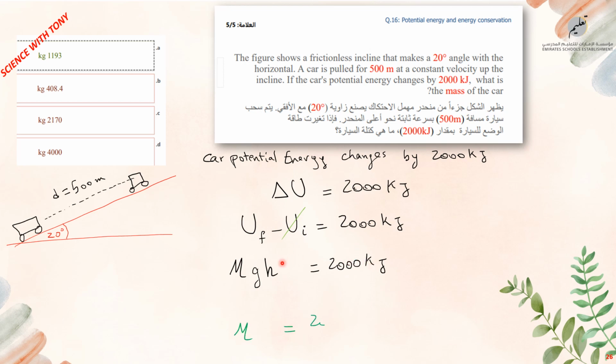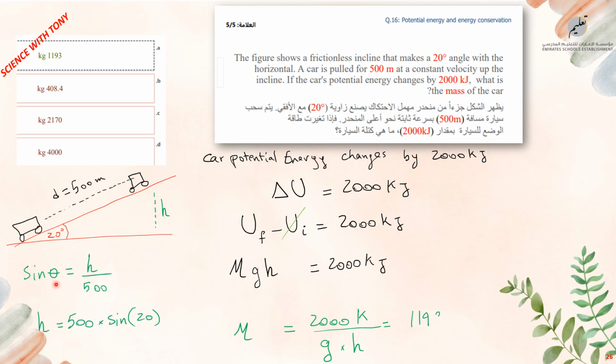So the mass of the car will be equal to 2000 kilojoule divided by gravity multiplied by the height. But there is a small trick here. What is the height reached by the car after 500 meters? As you see, there is a small triangle, and we need to find the opposite side h to the angle. The angle and height are opposite to each other. Which function in math calculates the opposite side? Yes, of course, it's the sine function. So sine of the angle is equal to the opposite side, h, over the hypotenuse, which is 500. So h, the height, is 500 multiplied by sine of the angle.